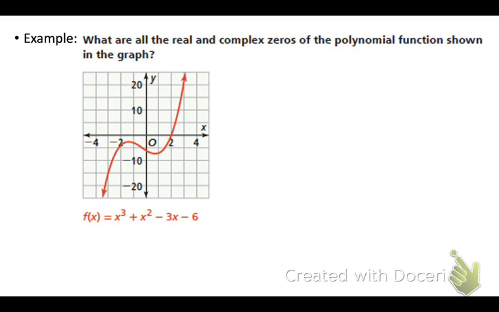Okay, what are the real and complex zeros of this polynomial function? So there is a real 0 right here at 2, correct? But I bet there's one here too. Something had to happen, right? So I have x cubed plus 2x squared minus 3x minus 6. So I need to factor it. I can factor by grouping, yes?